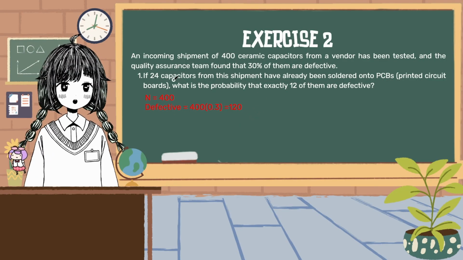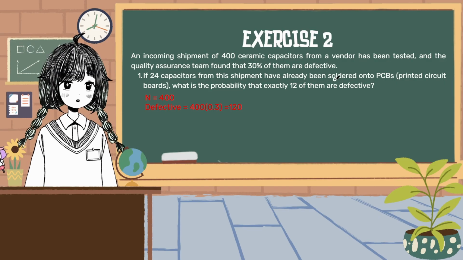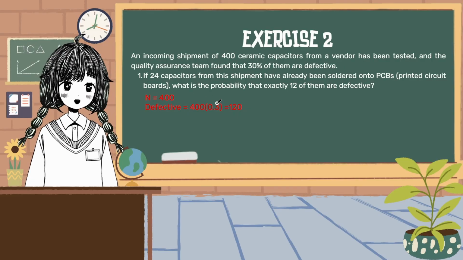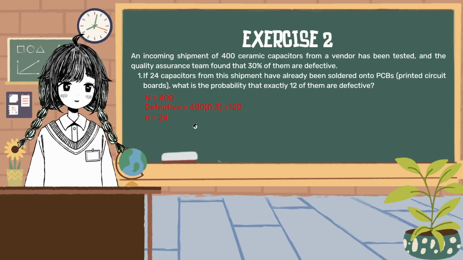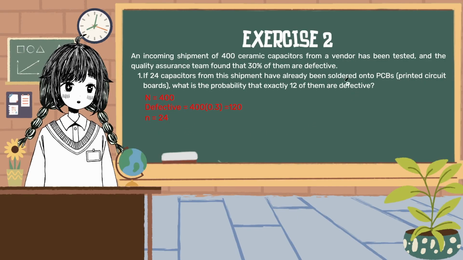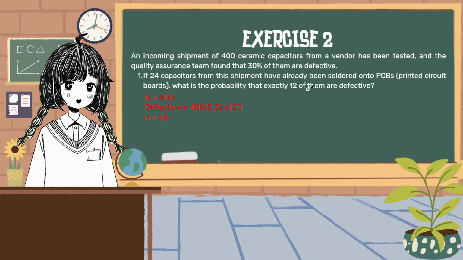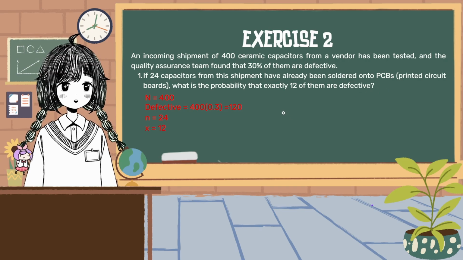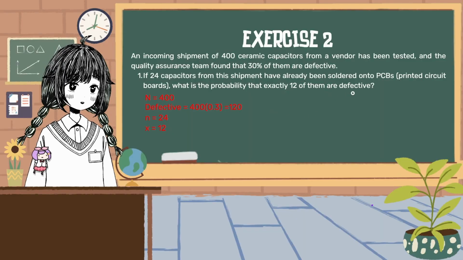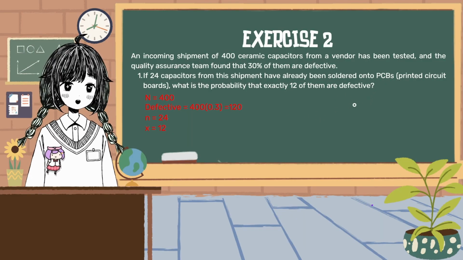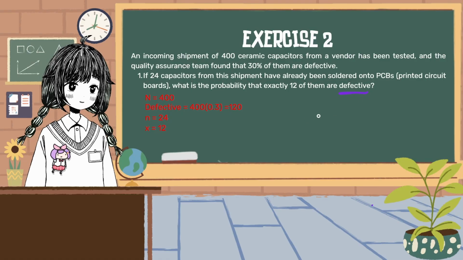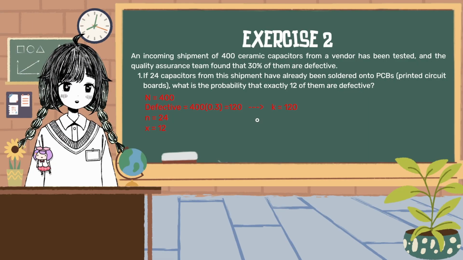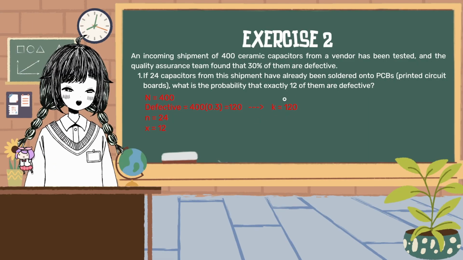If 24 capacitors from this shipment have already been soldered onto PCBs, here 24 capacitors are randomly selected. So that makes it small n equal to 24. What is the probability that exactly 12 of them are defective? So X is equal to 12. And you see it wants to find capacitors that are defective. So that means the defective acts as our success value. Since it is a success value, K will be equal to 120.